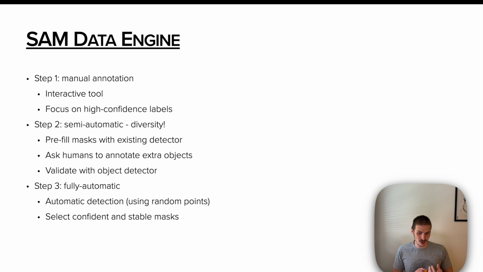Then select confident and stable masks, and then also do stuff like non-maximum suppression and what's usually called test time augmentation, where you select different crops of the same image and try to predict the mask for the same point for different crops. And then you basically match all that together and see which detections seem to be the most accurate, the most correct, and that you add to your data.